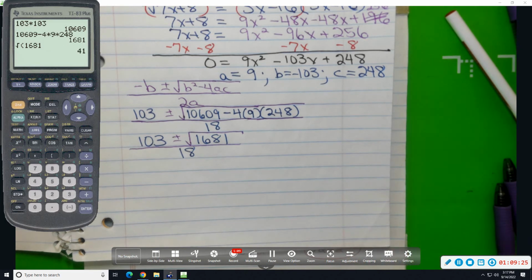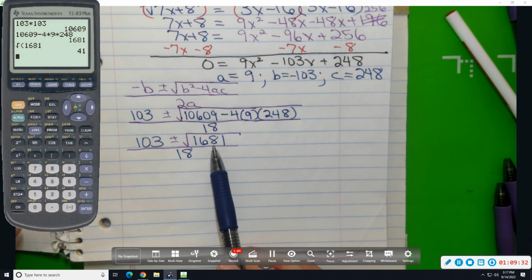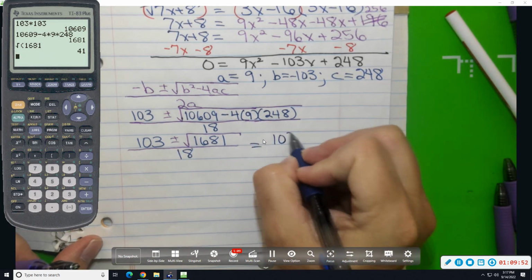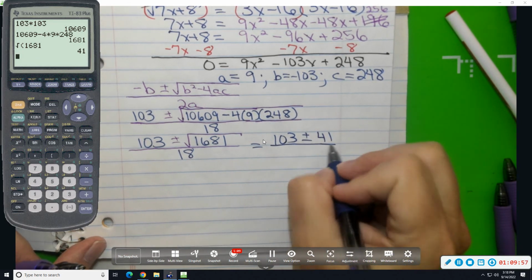If the polynomial is factorable, when you use the quadratic formula, you're going to get a perfect square. And I said, I believe this thing is factorable. The instructions didn't say use the quadratic formula. And if they don't tell you that specifically, it seems like the pattern the programmers use is that the thing is factorable. And yes, it would be factorable. So we have 103 plus or minus 41 all over 18.